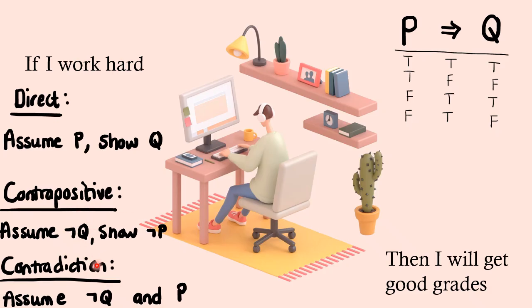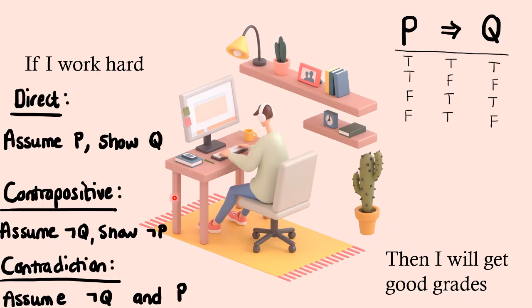In the contradiction proof, we assume that we didn't get good grades, but we assume to the contrary that the implication itself is false. We did study hard or we did work hard, but we didn't get the good grades. And we show that this results in a big issue. This results in a problem, a contradiction, which means our assumption to begin with was wrong.